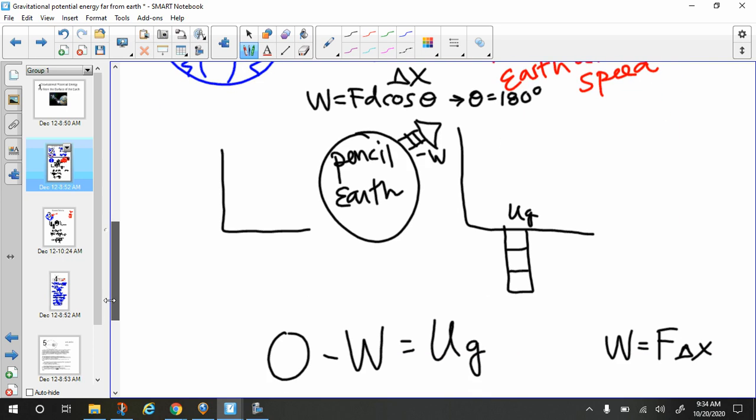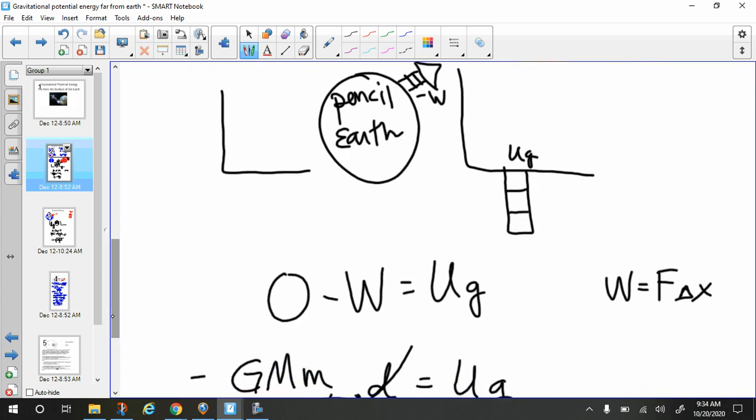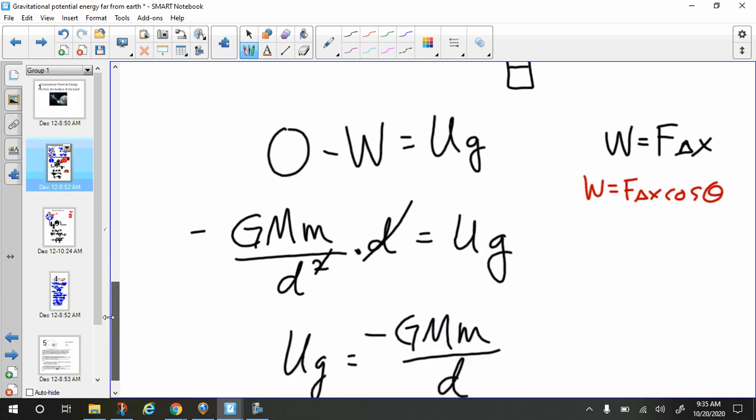So we would start off with zero energy, and then we apply negative work on it, and it ends up with negative gravitational potential energy. So then when we write our first law of thermodynamics equation, we have 0 minus work equals gravitational potential energy. We know that work is equal to F times delta X. Now notice that we know that work is equal to F delta X cosine theta, but I already took into account the cosine theta by subtracting right here. So you could add this and then put your negative sign in this part. It doesn't really matter, but just make sure you only do the negative sign once.